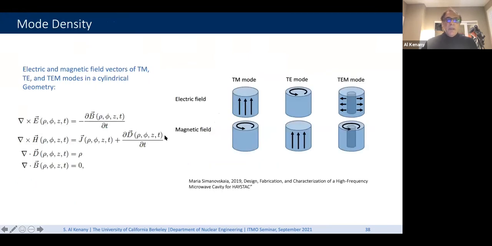And then the other thing is the mode density, the electromagnetic field factor of the TM, TE and TEM modes in a cylindrical cavity. It will follow, of course, the Maxwell equations. At this point, I haven't done any investigation into how the modes behave inside this detector that we are building, which consists of multiple frames. We have to look into that.